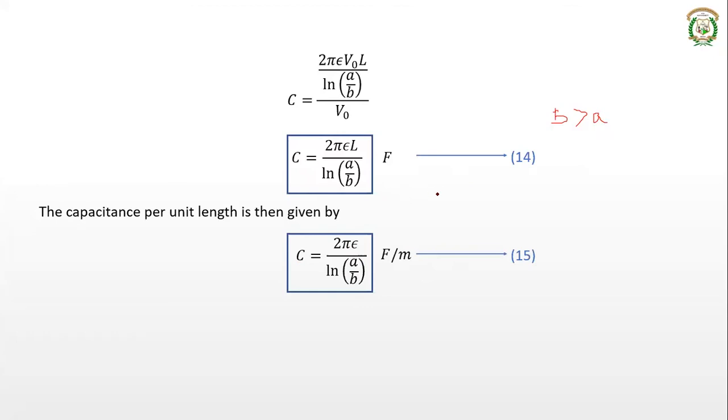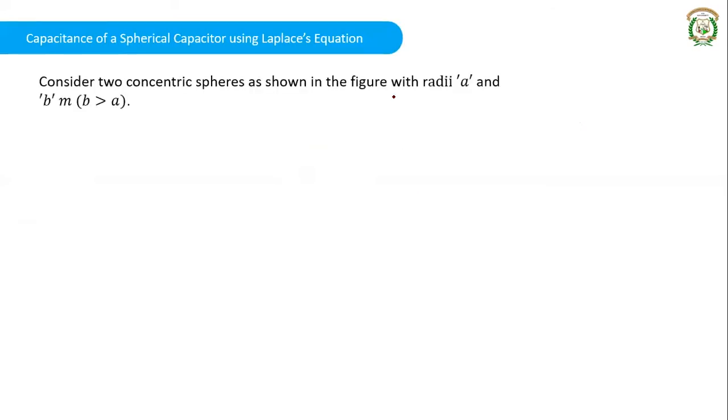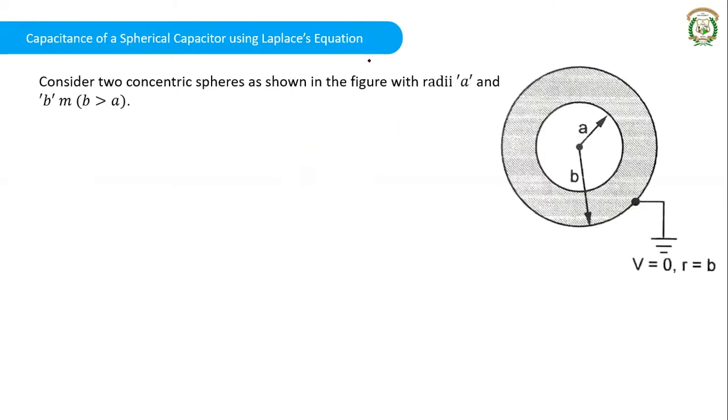Similar to this, we have one more capacitor, that is the spherical capacitor, which is formed by two concentric conducting spheres, with the space in between filled with dielectric of certain permittivity. So the next one is the capacitance of a spherical capacitor using Laplace's equation. Consider two concentric spheres of radii A and B. That means the inner radius is A and the outer radius is B. So B is greater than A.